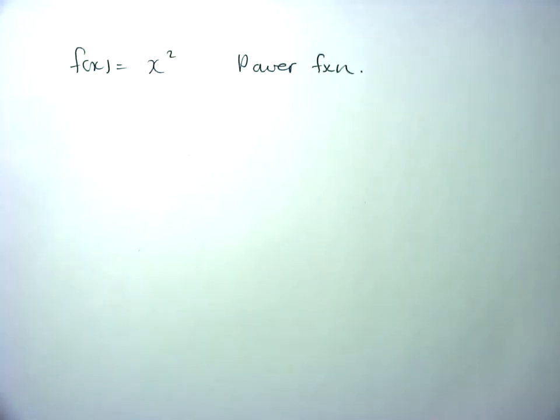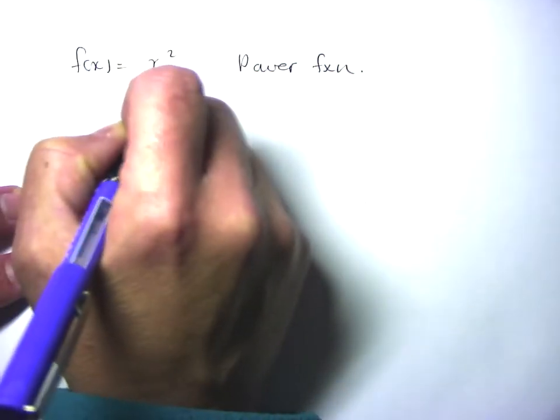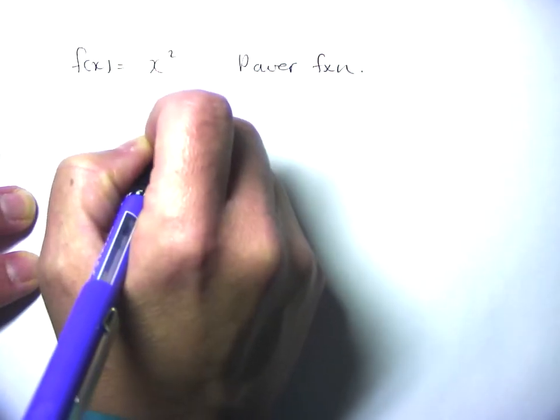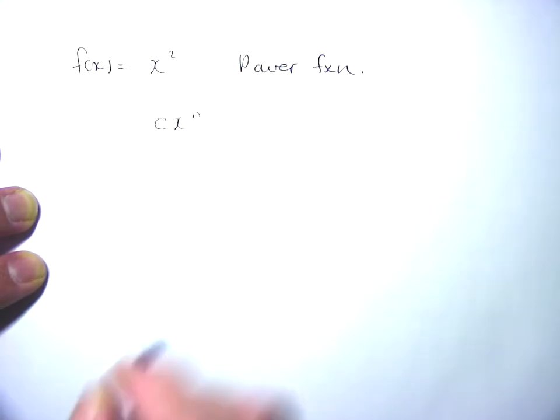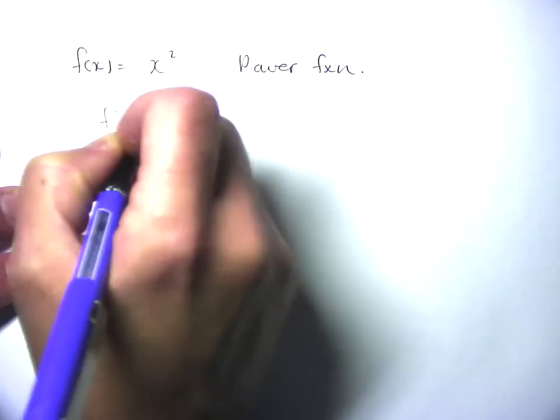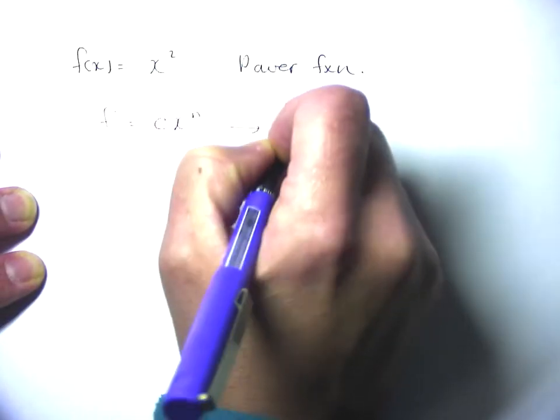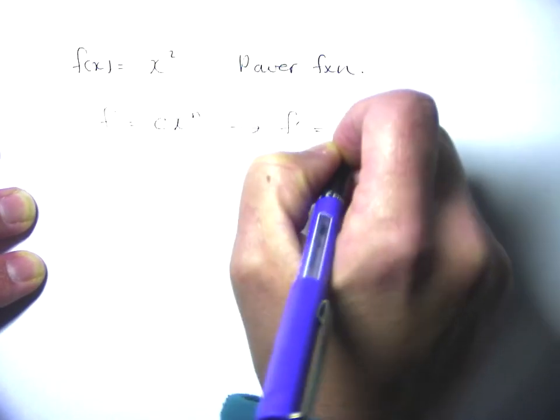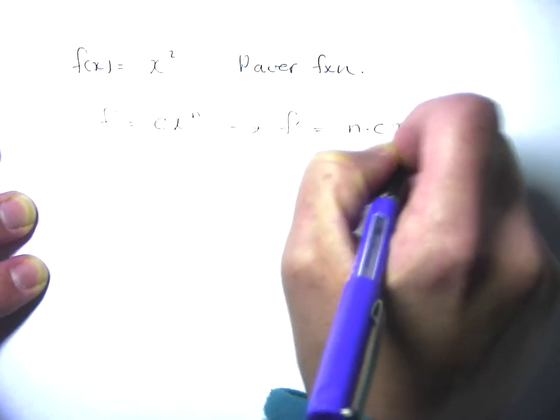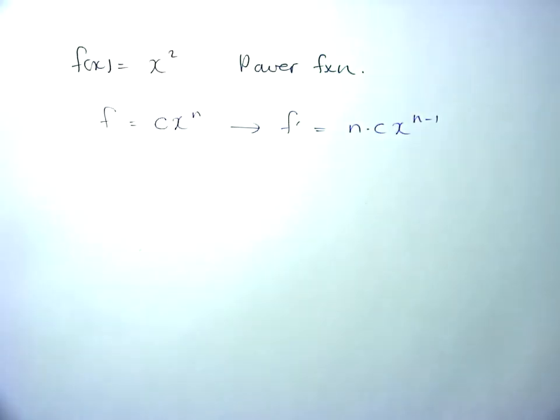All right, and so when we take the derivative of a power function, we use the power rule. The power rule said that when you take the derivative of a power function, for instance a coefficient times x to the power n, the derivative is equal to n times c times x to the power n minus 1. Remember the power rule of derivation? We use the power rule when we have a power function.